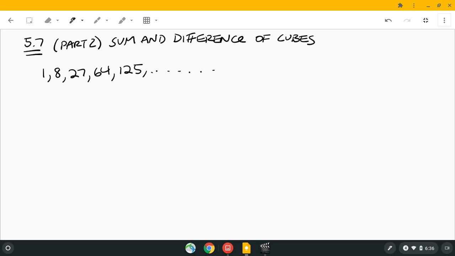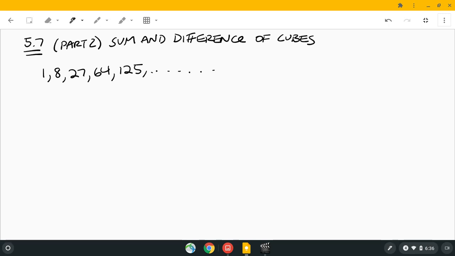Okay, and then you can list yourselves. You can list more of them if you want to. That way you have quick access to them. That way you can recognize whether or not you have a perfect cube, and you can factor.